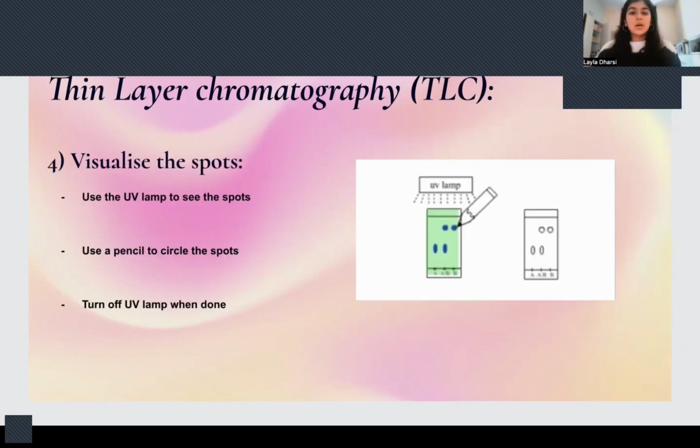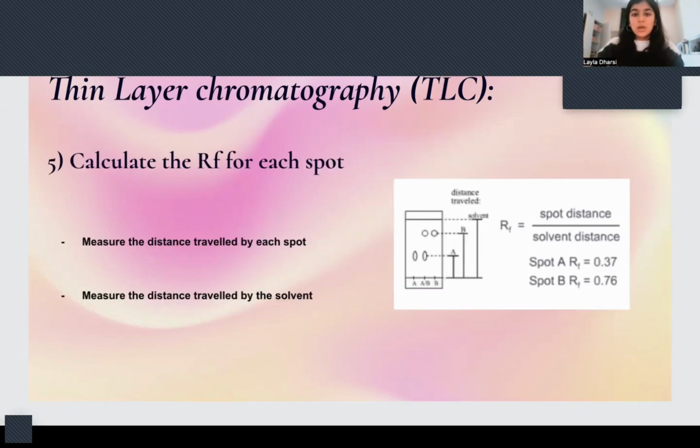Through the fourth step, visualizing the spots. Although the spots cannot be seen with the naked eye, you'll use a UV lamp to identify them, use a pencil to circle the spots to determine where the impurities are, and then turn off the UV lamp when done. Finally, you calculate the Rf value for each spot, which is the spot distance divided by the solvent distance. And then through this, you are able to determine the impurities, how many there are, and the extent to which they are present.